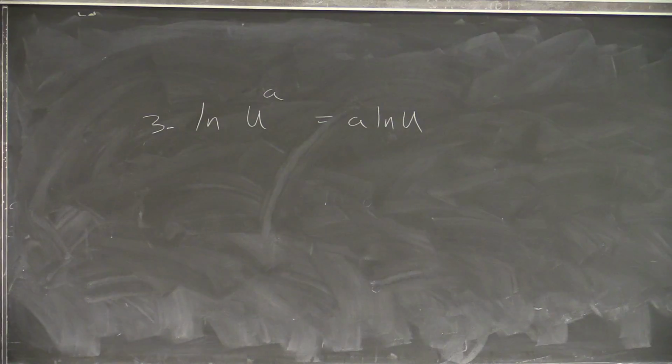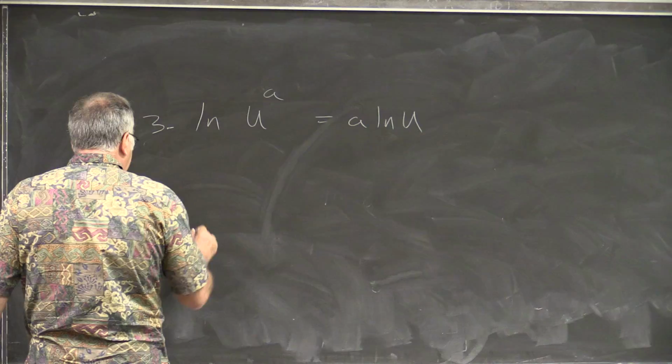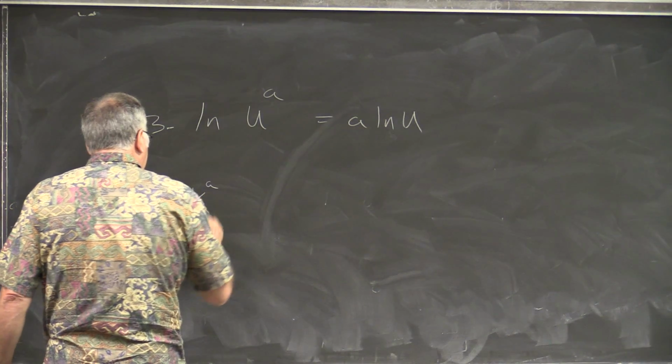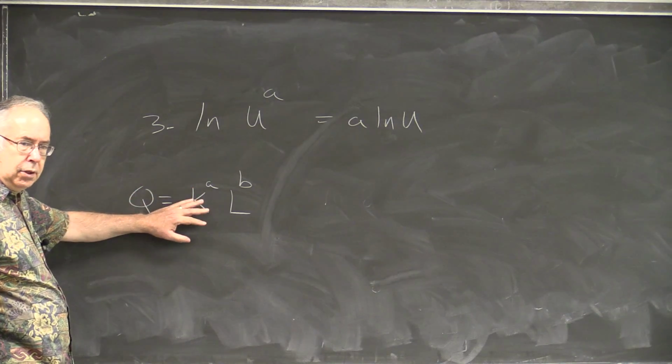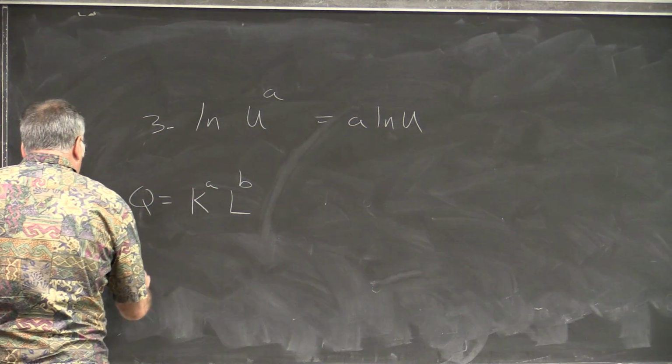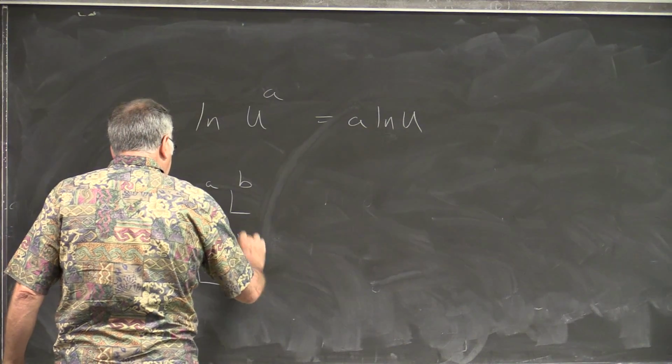You can just bring that exponent down and multiply times the log. Let me give you an economic illustration of this. You are familiar with the Cobb-Douglas production function? Q equals K to the a power times L to the b power. We could add a constant there if we wanted to, but let me just assume that coefficient is 1. Then what happens if we take the natural log of both sides? As long as we take the natural log of both sides, equality will be maintained, obviously. So we get the log of Q equals the logarithm of K to the a, L to the b.